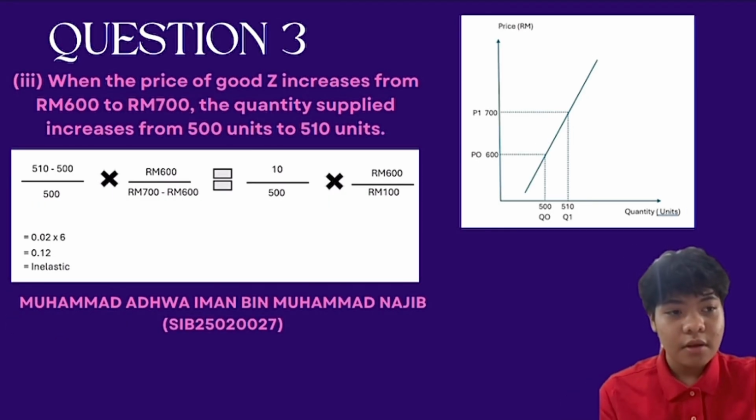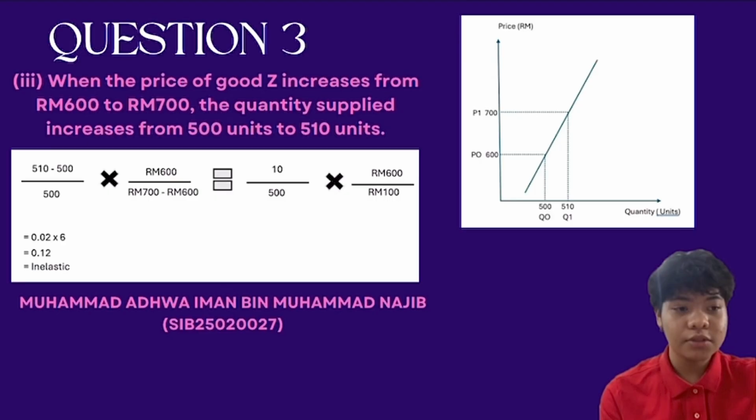The third question: when the price of good Z increases from 600 ringgit to 700 ringgit, the quantity supplied increases from 500 units to 510 units. By the formula, 510 minus 500 over 500, multiplied by 600 over 700 minus 600, equals 10 over 500 multiplied by 600 over 100. This gives us a PES of 0.12, which is inelastic.